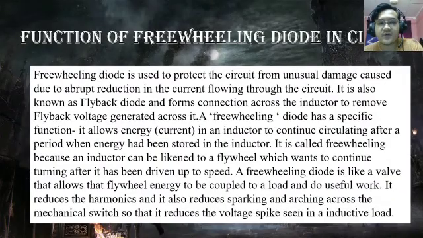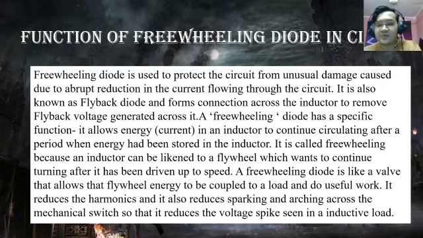Function of a freewheeling diode in the circuit. A freewheeling diode is used to protect the circuit from unusual damage caused by an abrupt reduction in the current flowing through the circuit. It is also known as a flyback diode and forms a connection across the inductor to remove the flyback voltage generated across it. A freewheeling diode allows energy or current in an inductor to continue circulating after a period when energy had been stored in the inductor.